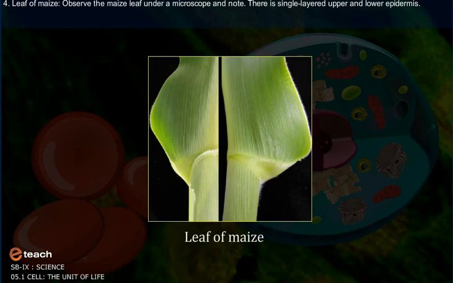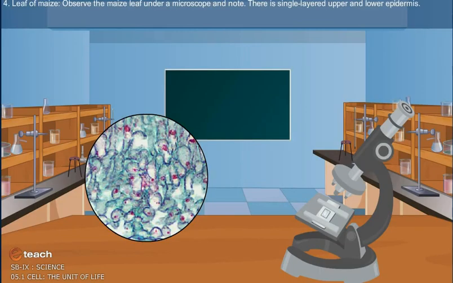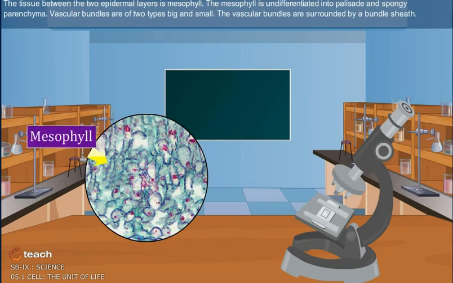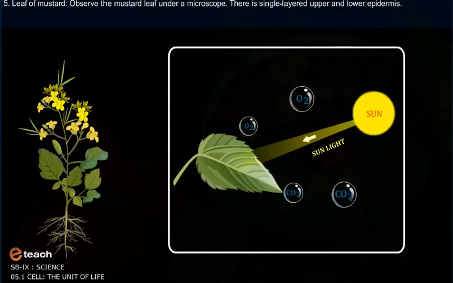Leaf of maize. Observe the maize leaf under the microscope and note there is single-layered upper and lower epidermis. The tissue between the two epidermal layers is mesophyll. The mesophyll is undifferentiated into palisade and spongy parenchyma. Vascular bundles are of two types, big and small. The vascular bundles are surrounded by a bundle sheath.